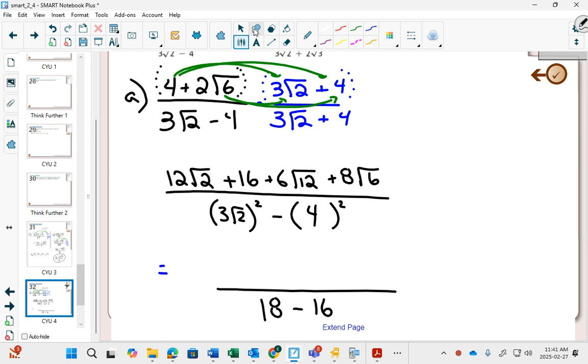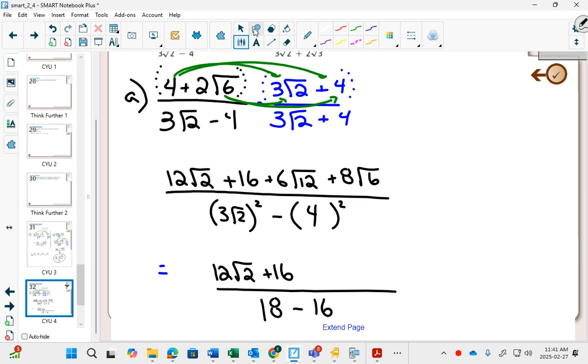On the top, do we have any like terms? There's 4 terms on the top. Are any of them alike? No. Do we have any that can be simplified more? Check your square roots. Can you simplify square root of 2 more? No. So that one's going to stay 12 root 2. 16 is just a number. It can't be simplified anymore. Can you simplify the square root of 12?